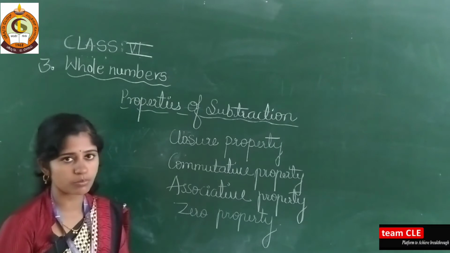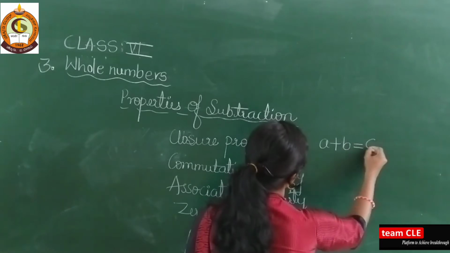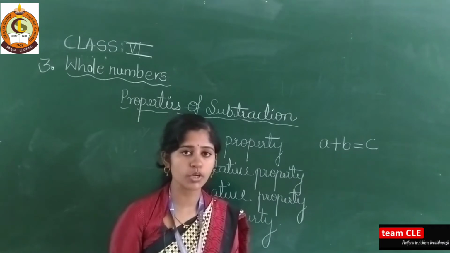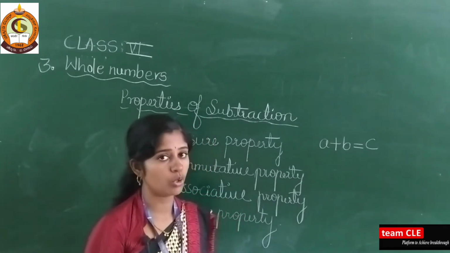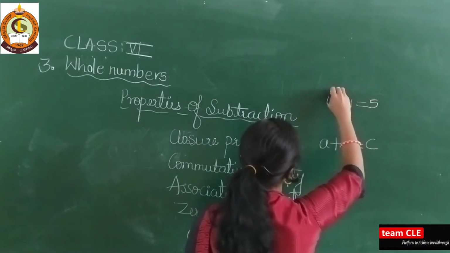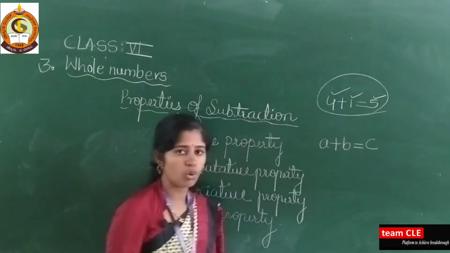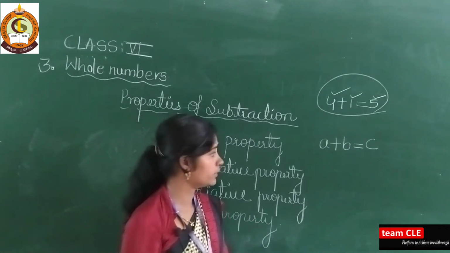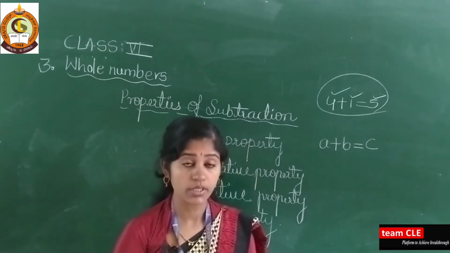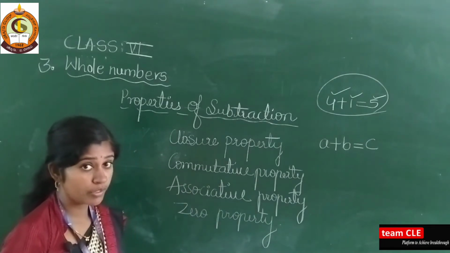Then what is this closure property? You take any whole number and add with another whole number and its answer is also a whole number. Here A means any whole number, B means also any whole number, C means also any whole number. So let us take one example. 4 plus 1 is equal to 5. 4 is also a whole number, 1 is also a whole number, and its answer is also a whole number. I hope you are getting my point. Closure property means a whole number when added to another whole number gives a whole number. So this is the closure property of addition.